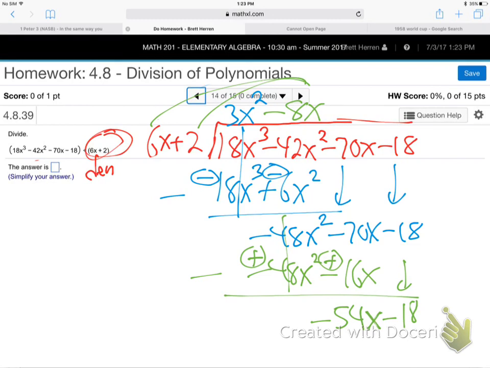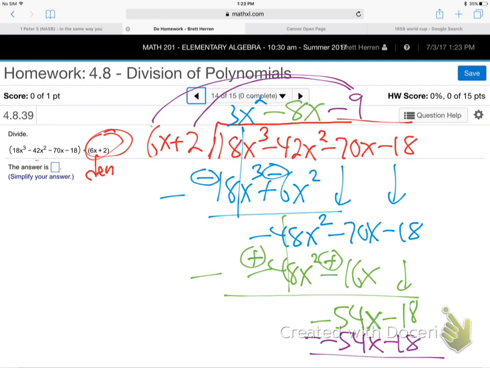Are we good to there? Now, last step. What times the front will match the front? What times 6x makes negative 54x? Minus 9. That minus 9 will go to both. Boom, boom, be right here. So minus 9 be minus 54x minus 18. Perfect. 0. Remainder. That's a 2 up there. There is our answer.